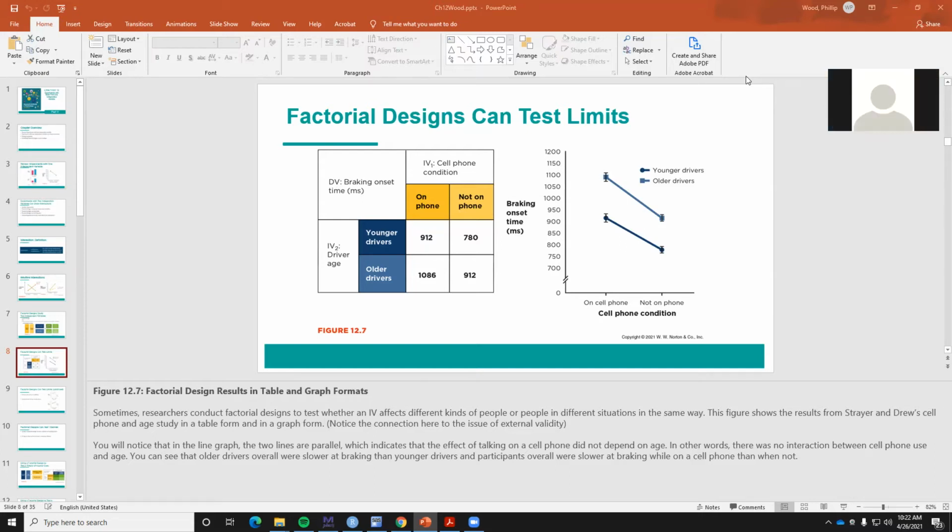Would it be an interaction if the lines cross? Definitely if they cross. So if, for example, when the younger drivers are not on the phone, all of a sudden their braking time would be really, really huge, like up around 1150, that would make an X, and that would certainly be an interaction. And that would be a disordinal interaction. That is, that would be a crossover interaction. Now, let's do a more realistic scenario.